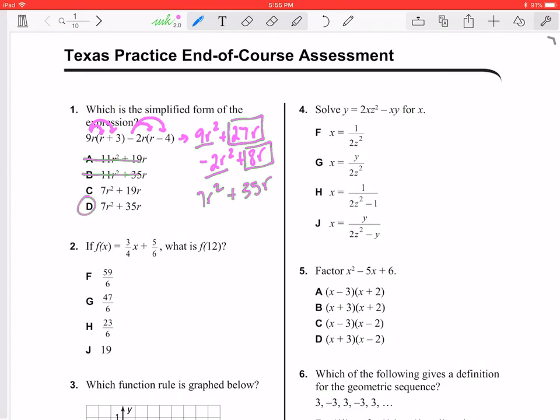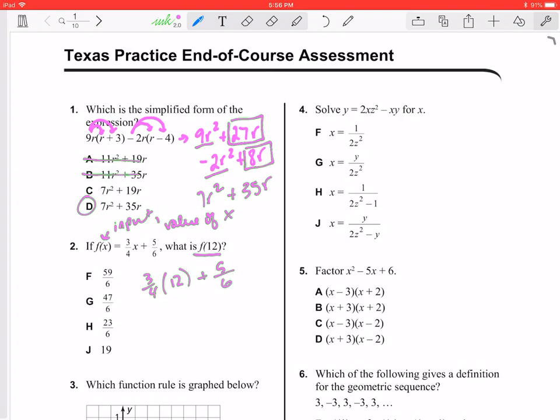Problem number 2. It says if f of x is equal to 3/4 x plus 5/6, what is f of 12? Well, when it says that 12 is on the inside, remember, this number here is our input. This is our value of x. So we're going to input the value of 12. So f of 12 is going to be equal to 3/4 times 12 plus 5/6.